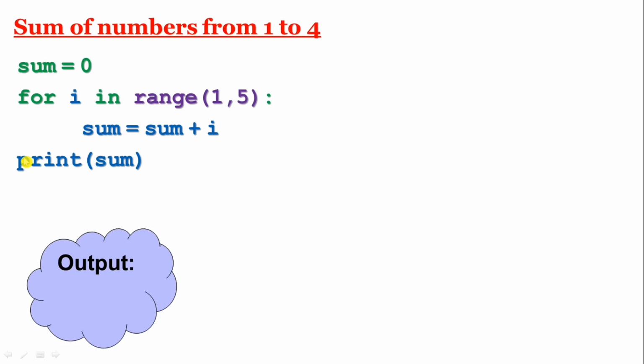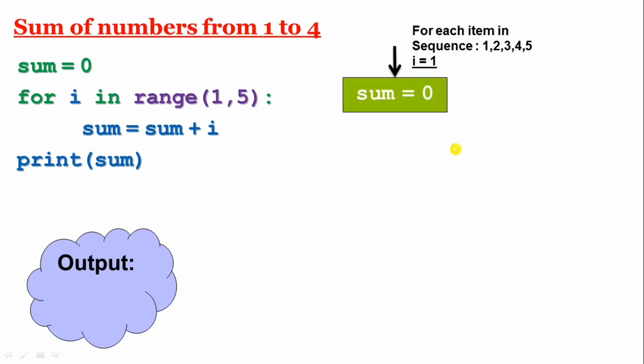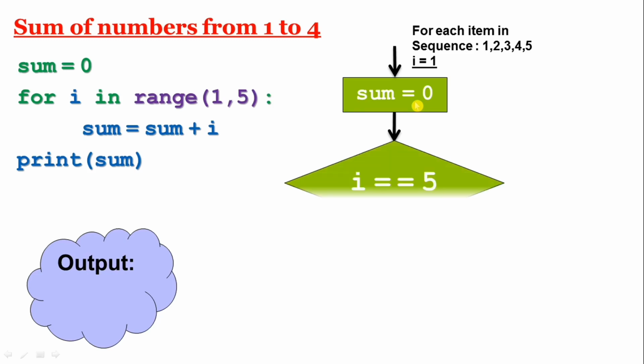Sum of numbers from 1 to 4. Let it be 4, not 100. Here on the left side I have the code that I have written in our code editor, and under it we have an output. Now let's start the flowchart. For each item in a sequence from 1 to 5, i will be equal to the first member of the sequence. Then we will initialize the sum, and it will be equal to 0. Then we'll start our loop with a condition.